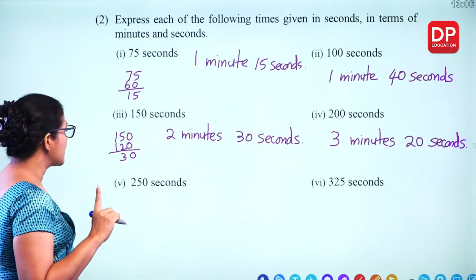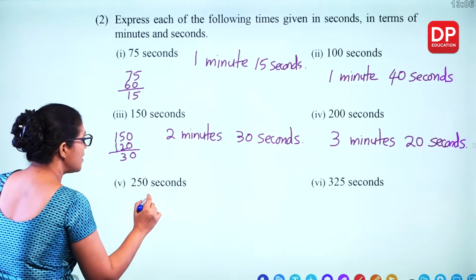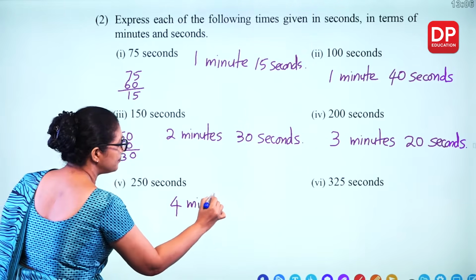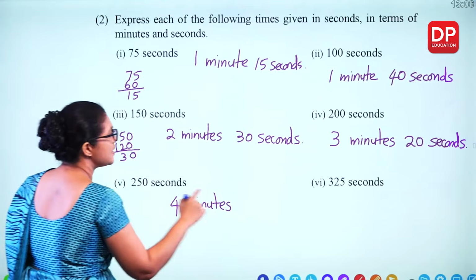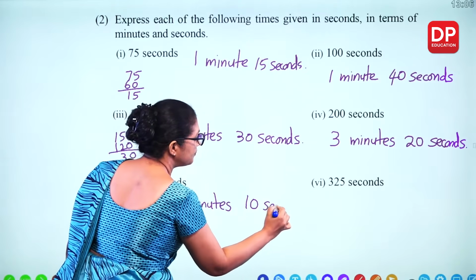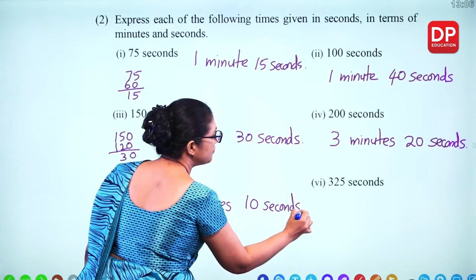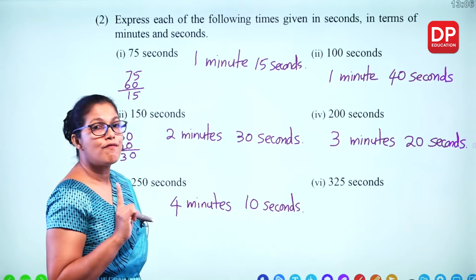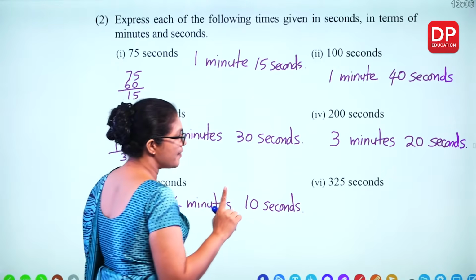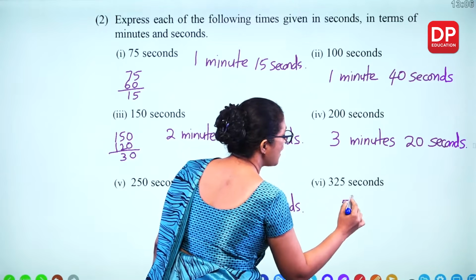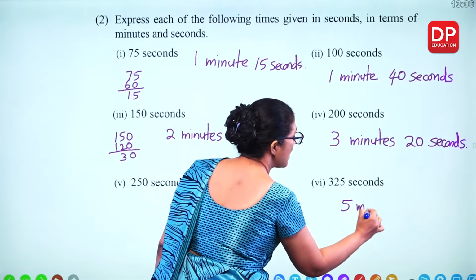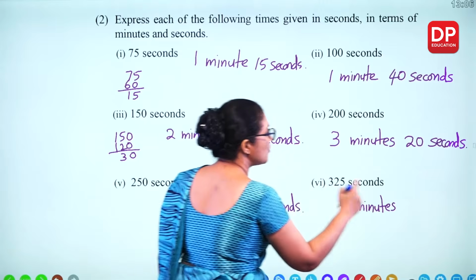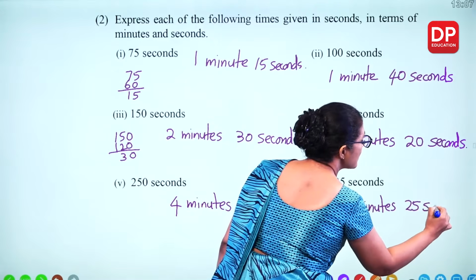250. 60 times 4, 240. 4 minutes and 10 seconds remaining. 325. 60 times 5, 300. 5 minutes are there. And when you subtract 300, you get 25 seconds.